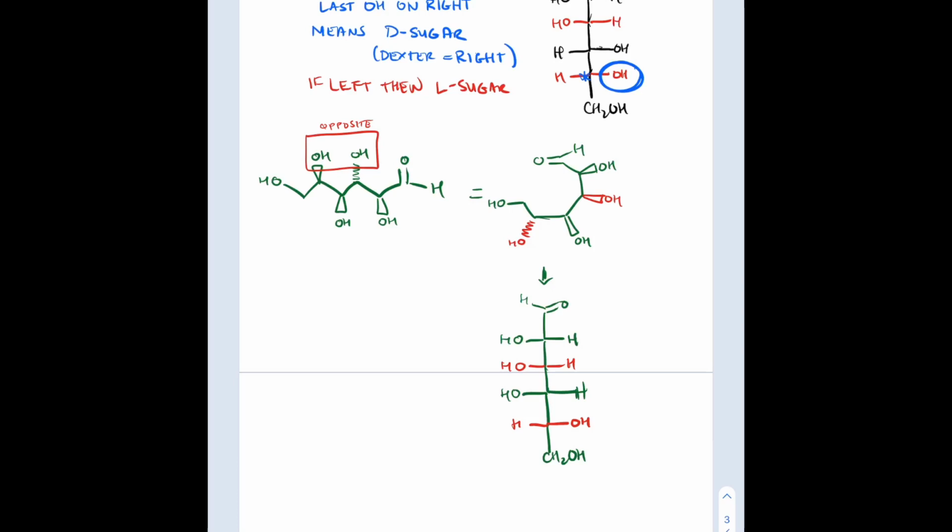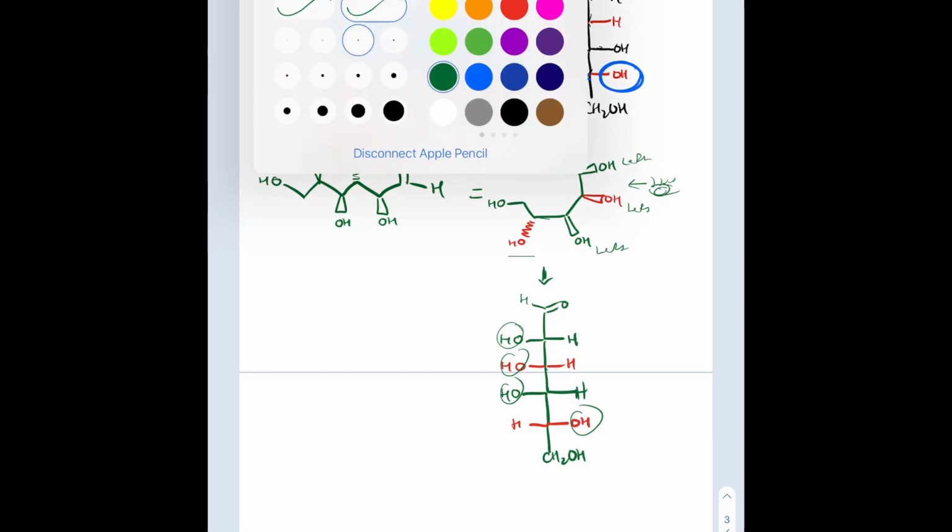Now, sometimes I like to omit those hydrogens, but I'll just draw them in for you for clarity for now. But if you ever see me draw just the OHs, that's because the hydrogen is implied. All right. So that is basically how you convert regular linear chain sugars to Fischer projections.